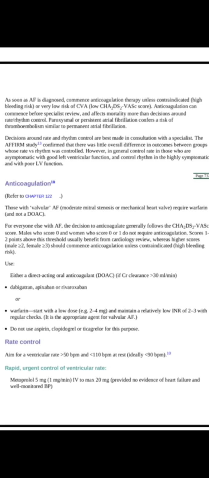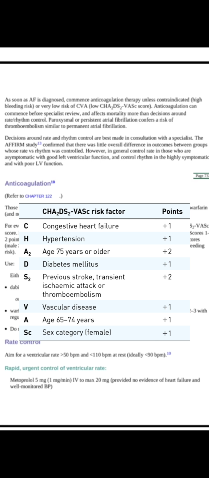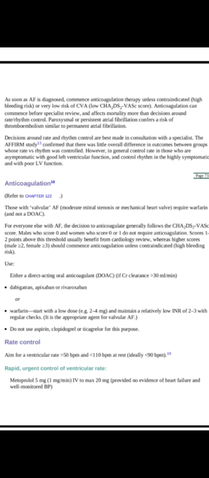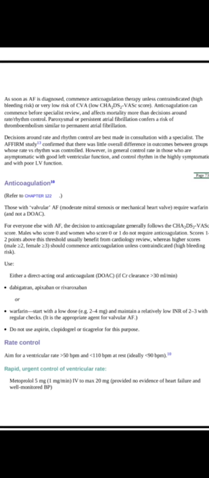So anticoagulation is required in case of valvular atrial fibrillation. According to the CHADS score, we prescribe the patient DOACs or warfarin or factor Xa inhibitors. Now moving on to the rate control. In rate control, remember metoprolol is the drug of choice. It is preferred over propranolol. So metoprolol would be the drug of choice in case of rate control.